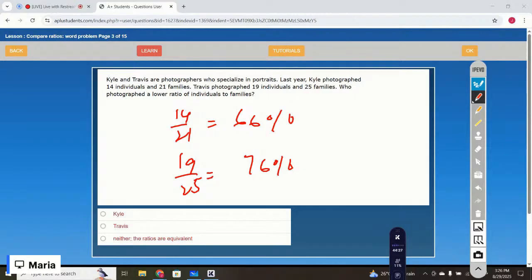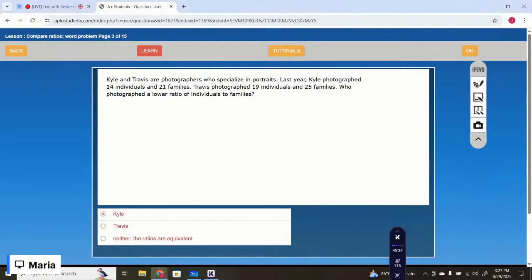The question is who has the lower ratio. Kale has the lower ratio, right? Option number one is the correct option.